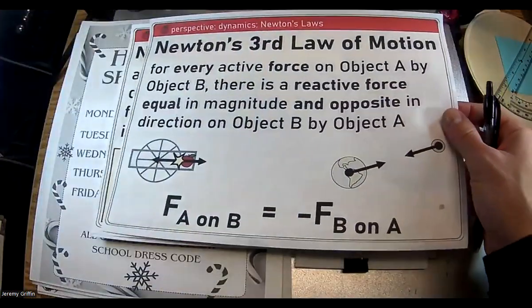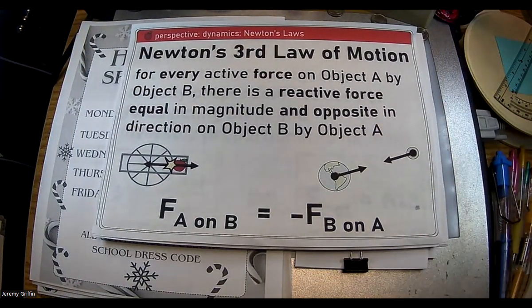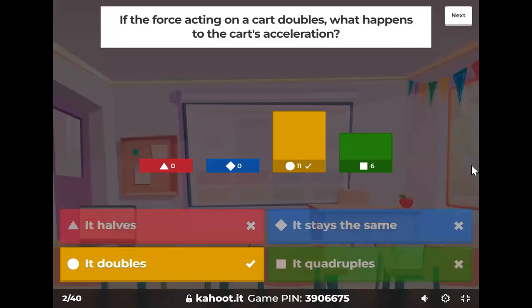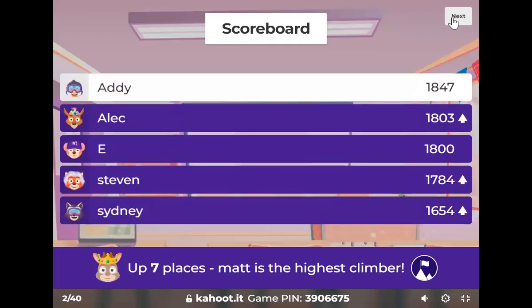And then a few minutes from now, you guys are going to get some third law questions. This is the equal and opposite rule. Whenever two objects are interacting, like pushing or pulling on each other, forces are always equal and opposite. That's the third law. So you won't see those right away, but pretty soon those are coming up. All right, you guys good so far? We got Sydney, Stephen, E, Alec, and Addie.